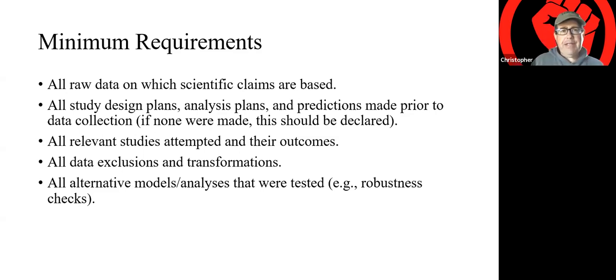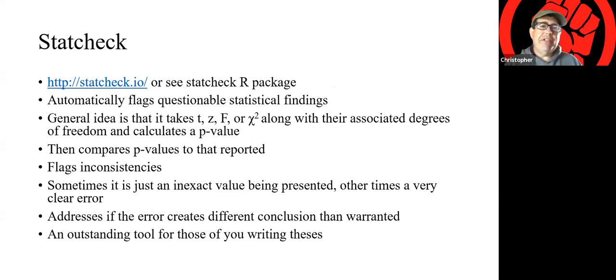Now, one thing I wanted to mention in that article, Simine mentioned the StatCheck program. There's a web page here for StatCheck. You can either use that or you can use it through R. StatCheck is a program that automatically will flag questionable statistical findings. The basic idea behind it is that it takes a test statistic, whether that's a T, a Z, or F, or a chi-square, along with the associated degrees of freedom. Well, there's no degrees of freedom for Z, but it takes what it needs from the article and calculates a probability value. It then compares that to the reported probability value, and it flags inconsistencies.